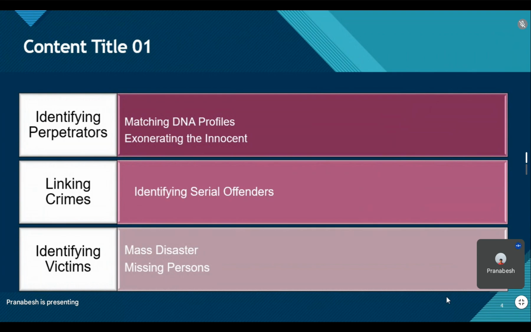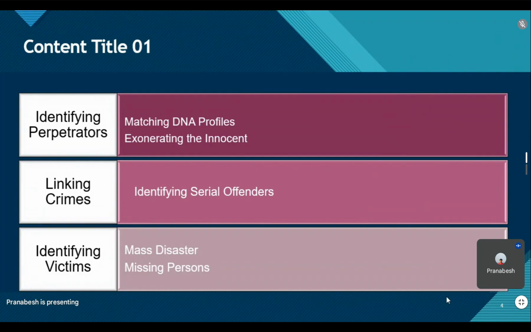Matching the DNA profile helps to link crimes as well as exonerate the innocent. So what about exonerating the innocent? In case of exonerating the innocent, someone claimed that an individual is involved in the crime, but on the basis of the DNA evidence, we can exonerate them because no traces of their DNA can be found in the victim's body.